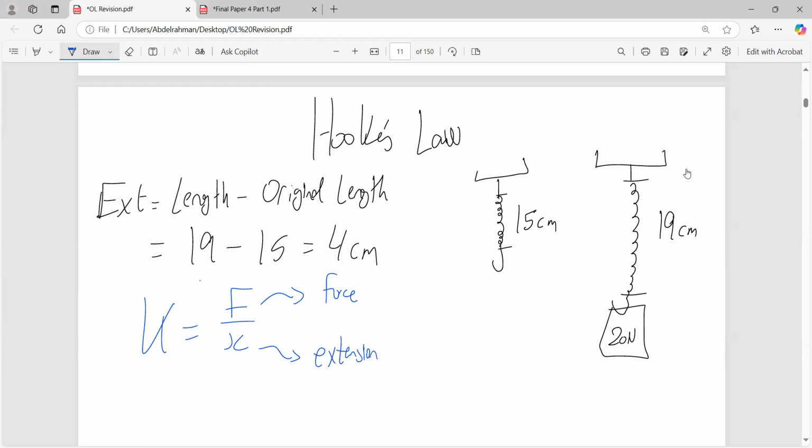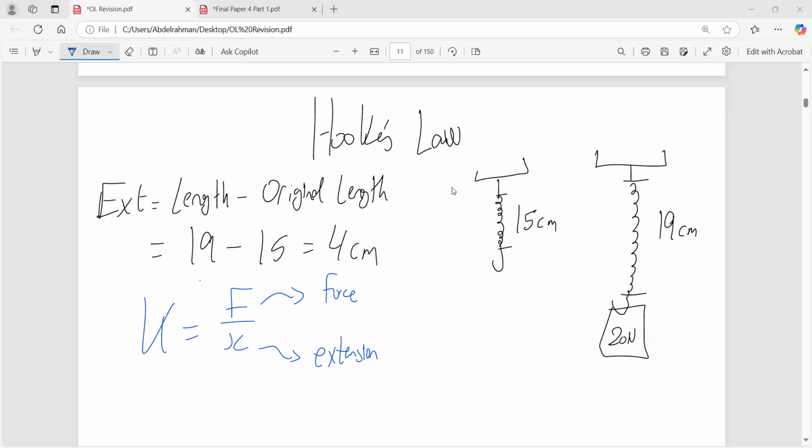That's why I say that Hooke's law is that the force and extension are directly proportional. Not force and length, not force and whatever. It must be force and extension. What does k stand for?